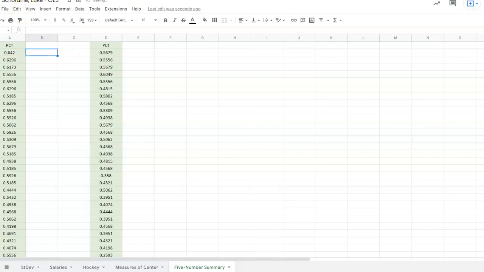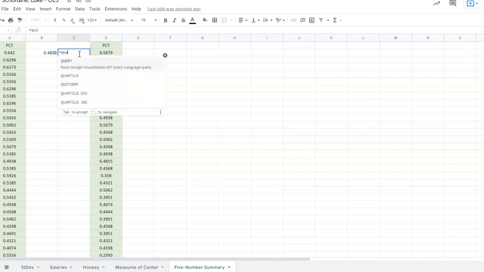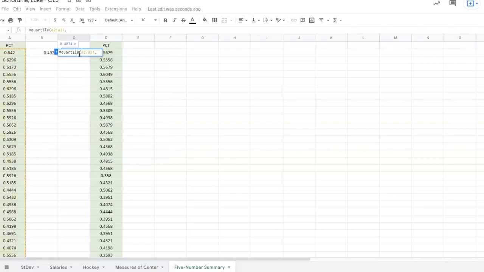Sorry, I didn't mean to type 25. I meant to type 0.25. The 25th percentile is going to be the same as the first quartile. I can prove it to you by doing equals quartile from A2 to A31. And if I'm looking for the first quartile, I would put in 1. And it's the same exact number, right? The 25th percentile is the same as the first quartile.